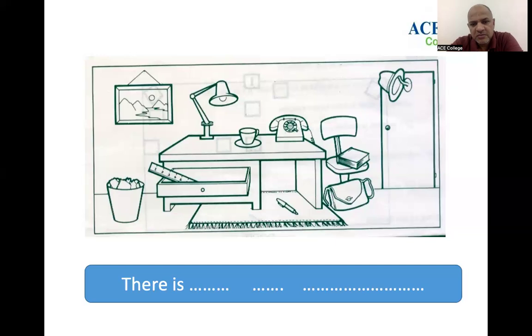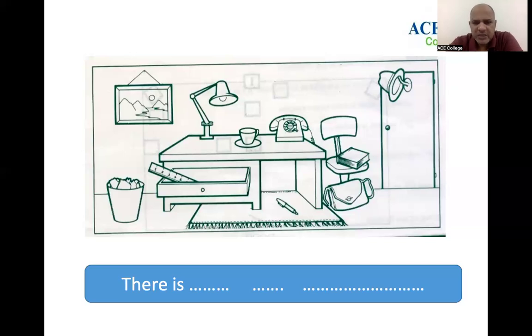There is a book on the chair. There is a pen under the table. There is a cup. There is a cup between the lamp and telephone. Lamp under the telephone. Okay. Yeah. There's a bag for the chair. There is a carpet under the table. Carpet under the table, yeah.